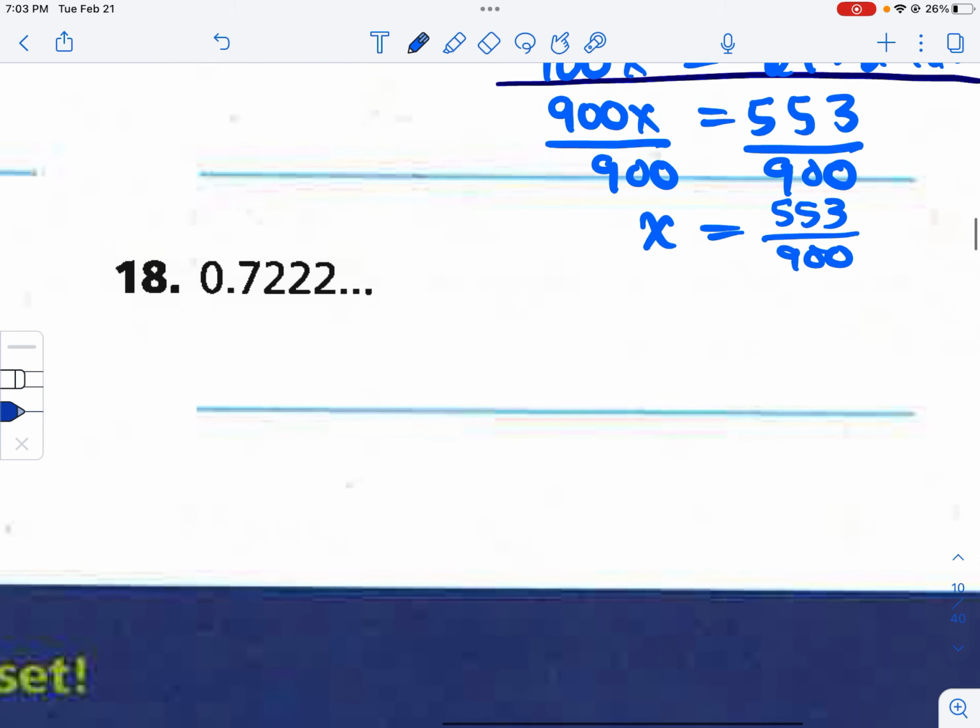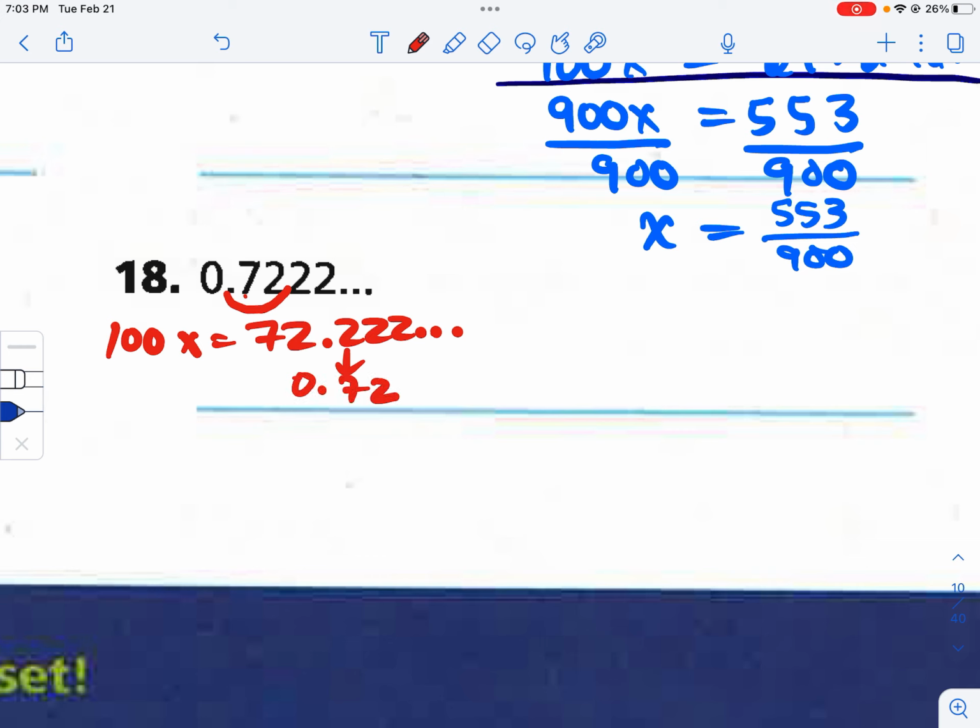Now this one, let's see, I'm going to work over here. Okay, again, I want this to come all the way over. So if I multiply by 100, that gets that repeating to be on the other side. But I want the 2's to line up. And if I only did the x right here, wouldn't I have 0.72? And this would not cancel out.